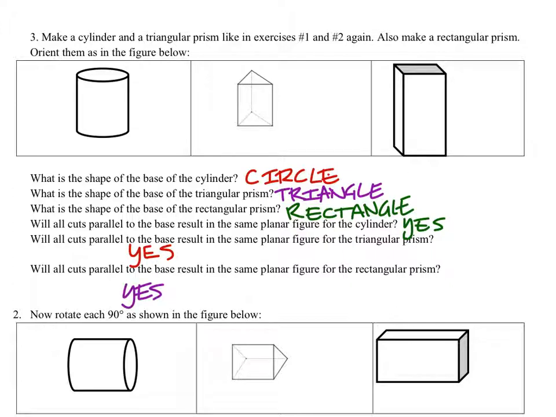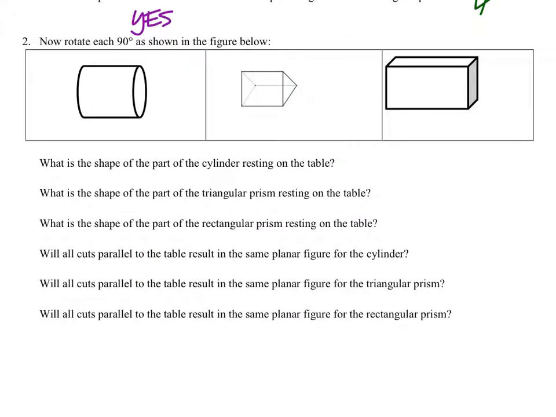Rotate each of these 90 degrees, meaning we're just going to set each of them on their sides this way, like in the figure shown down here. So now, what is the shape of the part of the cylinder resting on the table? I would just call that a line. You could say it's a rectangle, perhaps.